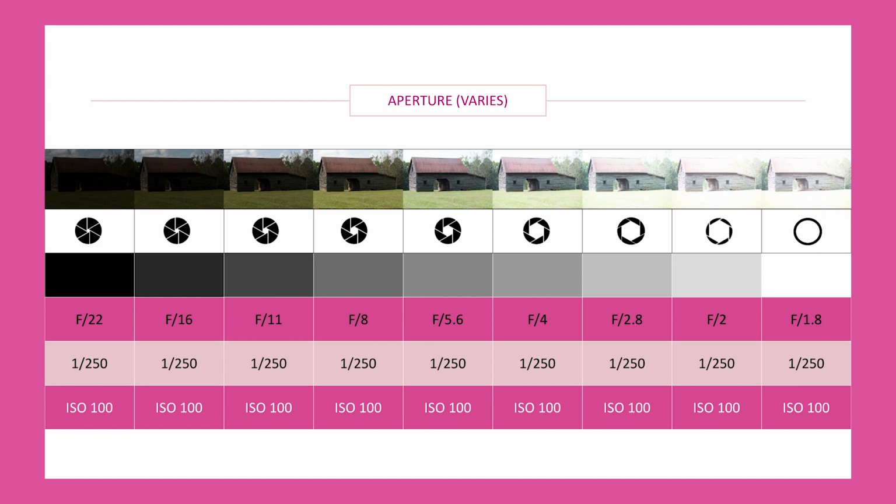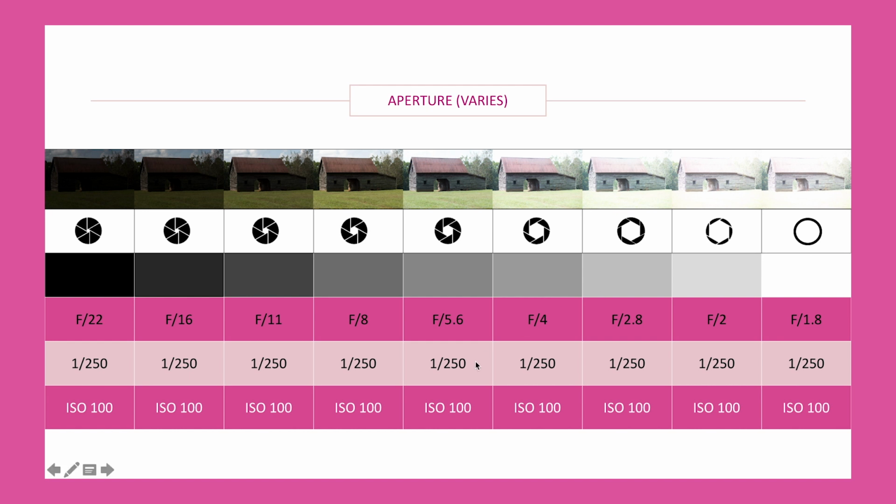So this is a barn. I shot this with my 85mm lens, which we'll talk about in just a second. I shot it on a tripod, so the distance to the subject did not move. Obviously, the barn did not move.